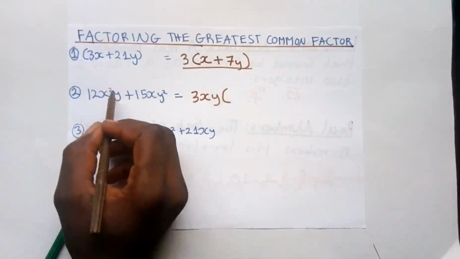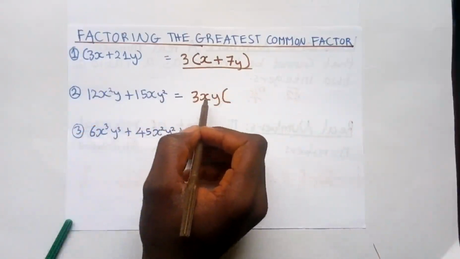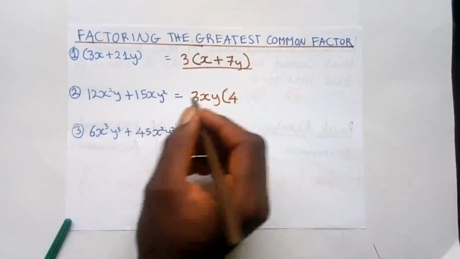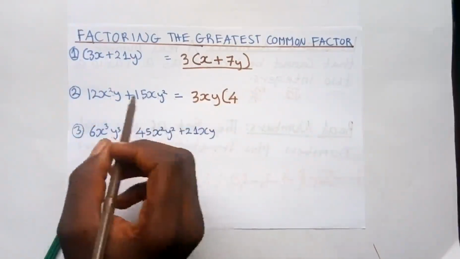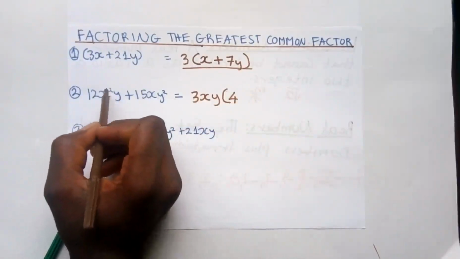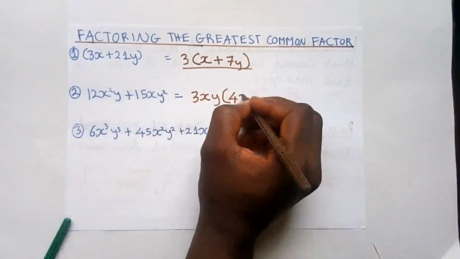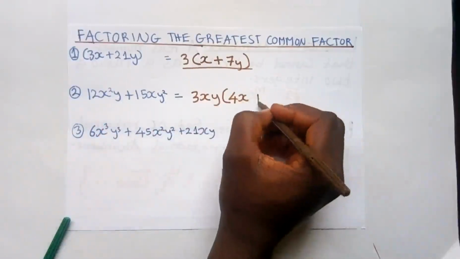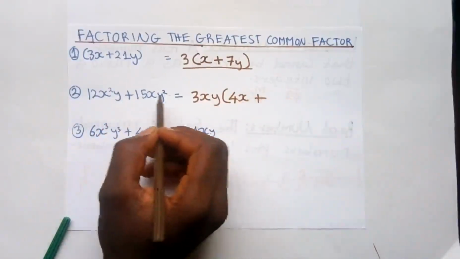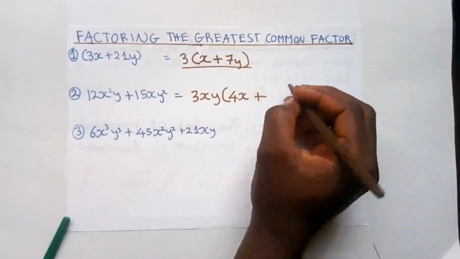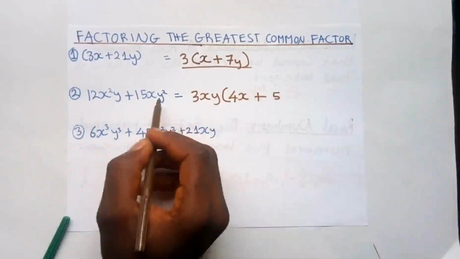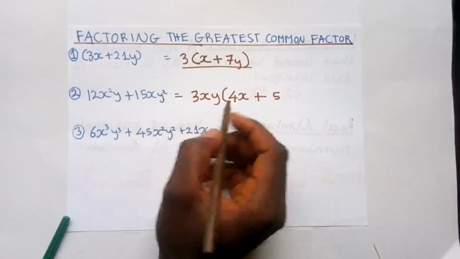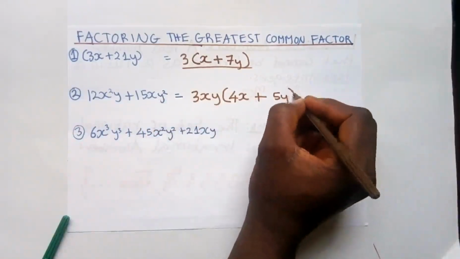So 12s squared y divided by 3sy. 12 divided by 3 gives us 4. s divided by s, 1. s squared divided by s, s. And y divided by y, 1. Plus 15 divided by 3 gives us 5. s divided by s, 1. And y squared divided by y gives us y.